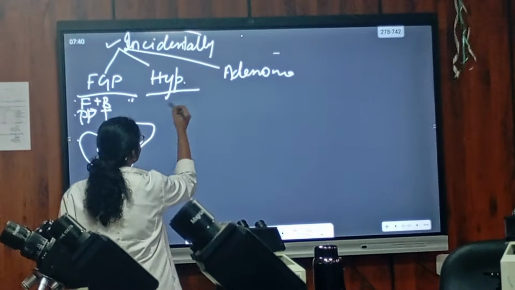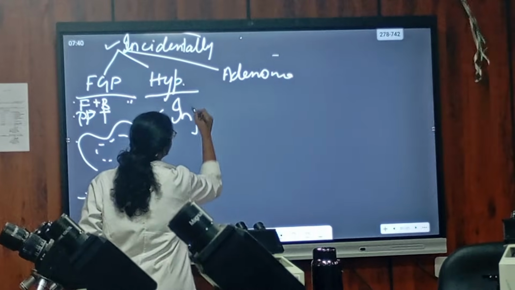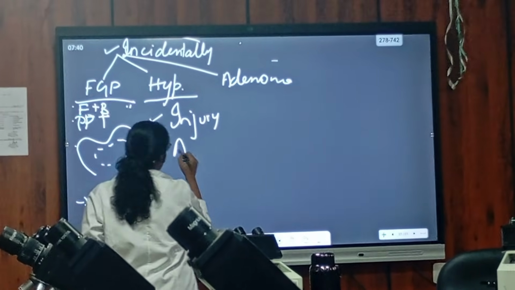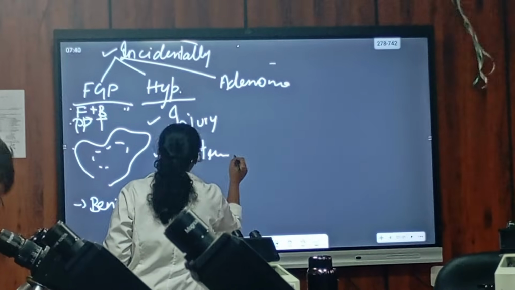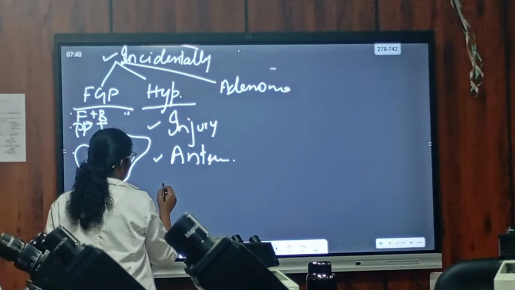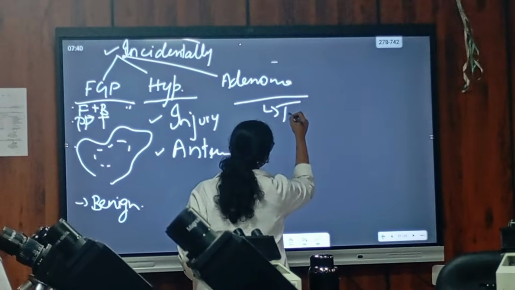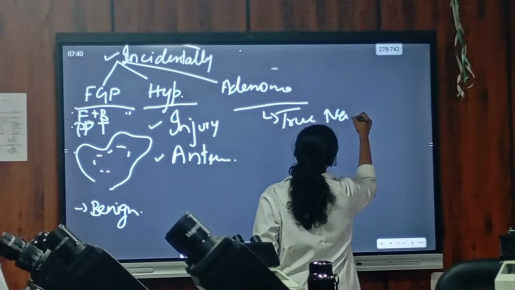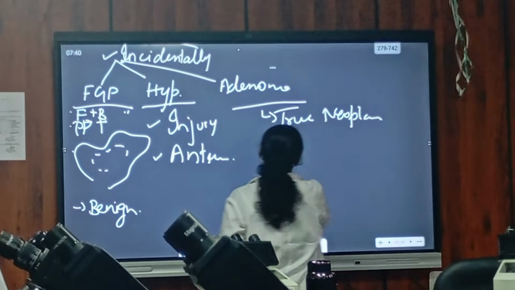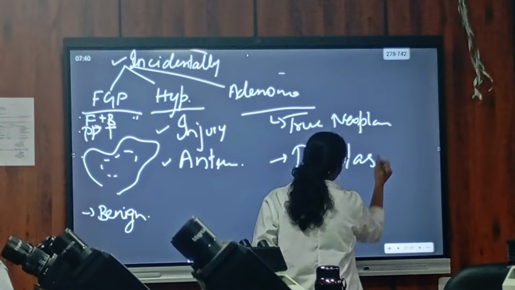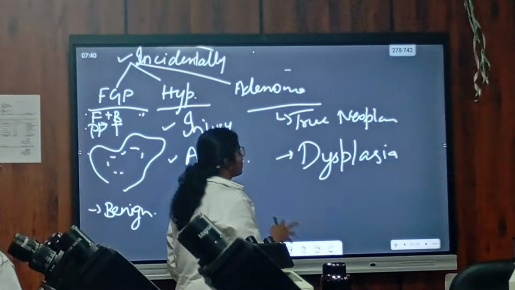Hyperplastic polyp occurs due to injury of the mucosa. It most commonly occurs in the antrum. And adenoma is a true neoplastic polyp which displays dysplasia and has a high malignant potential. Gastric cancer is the real risk.